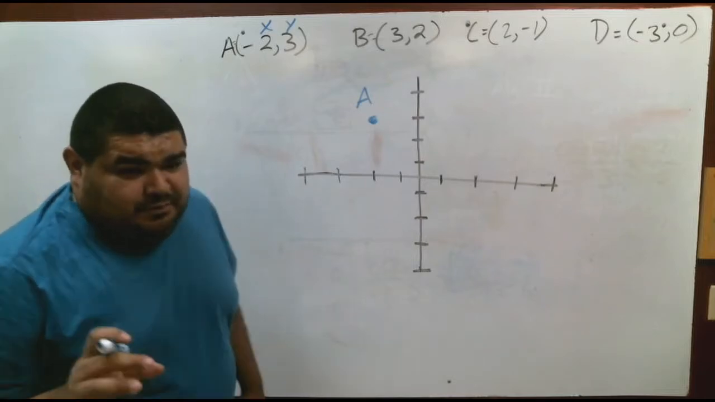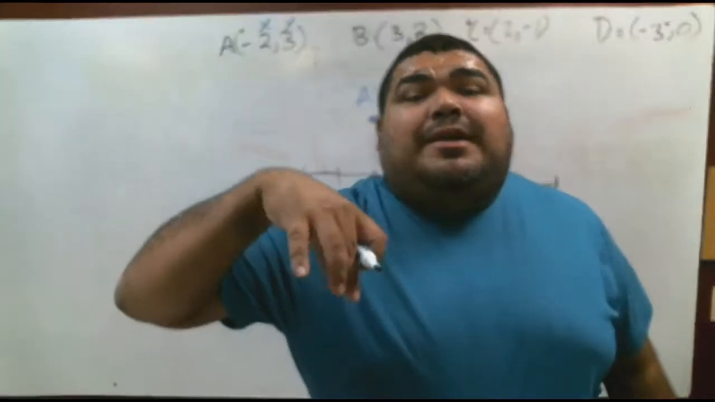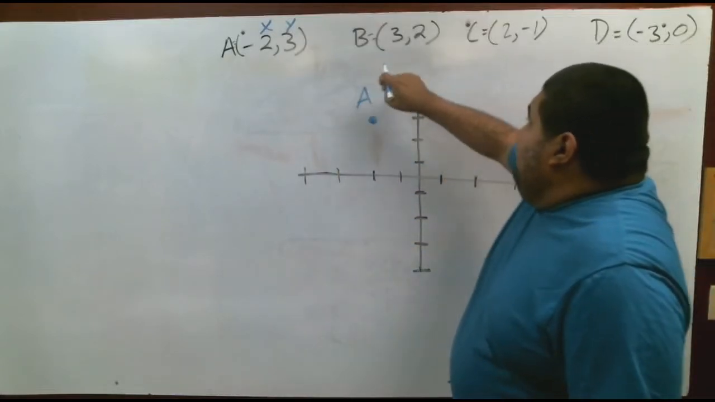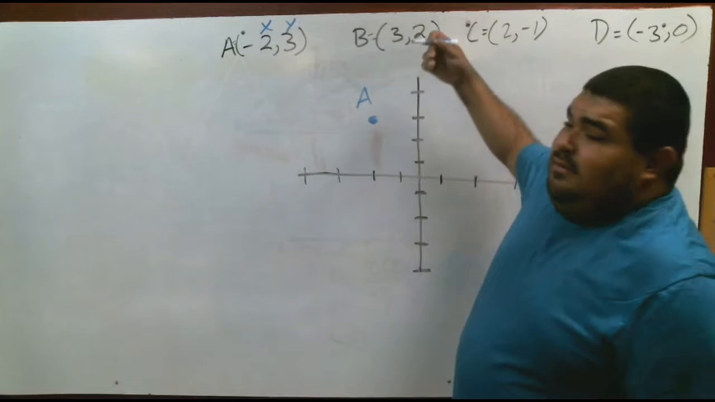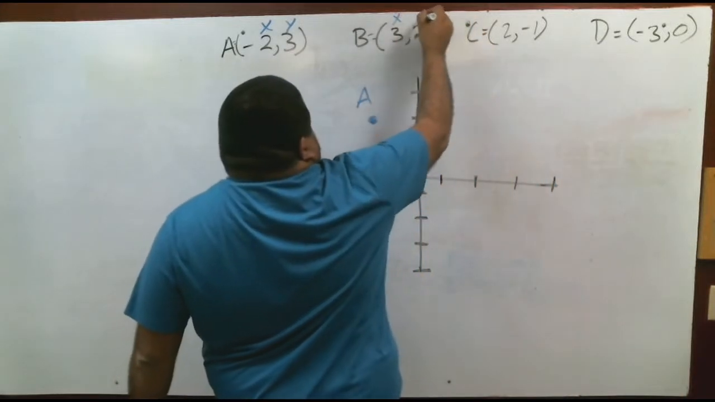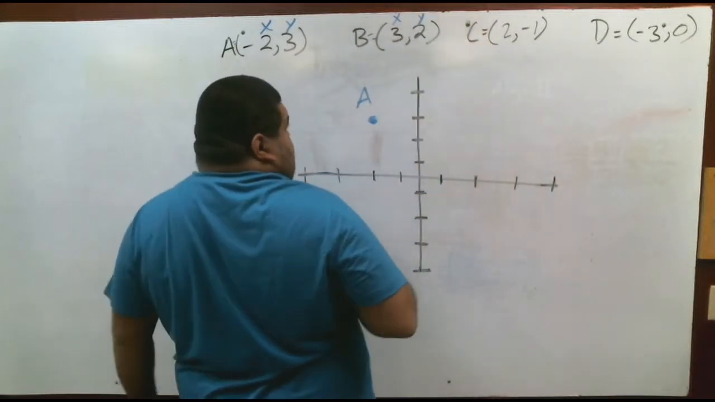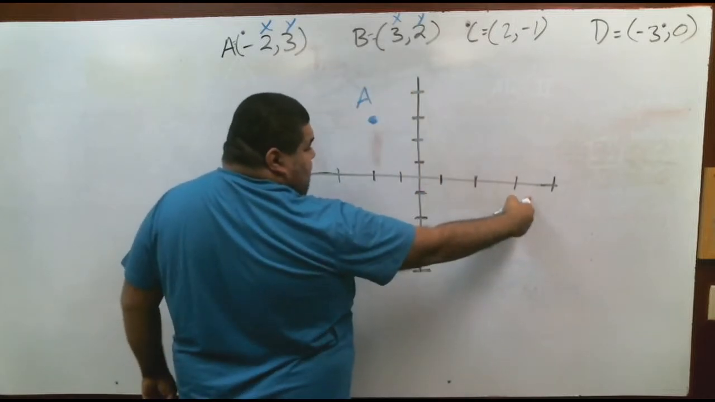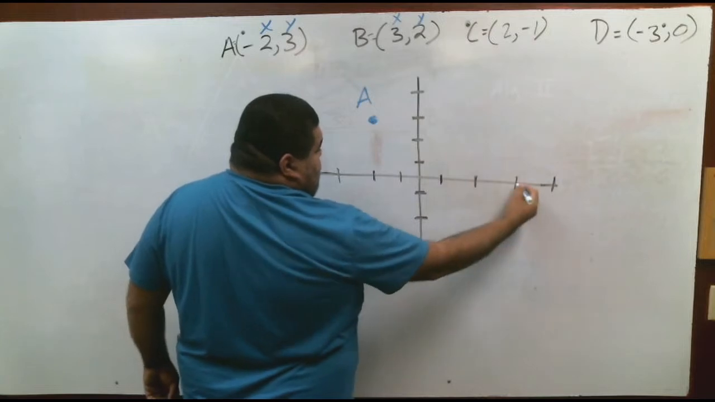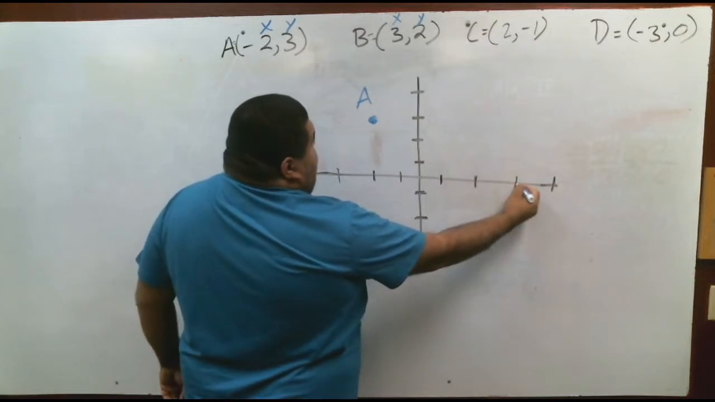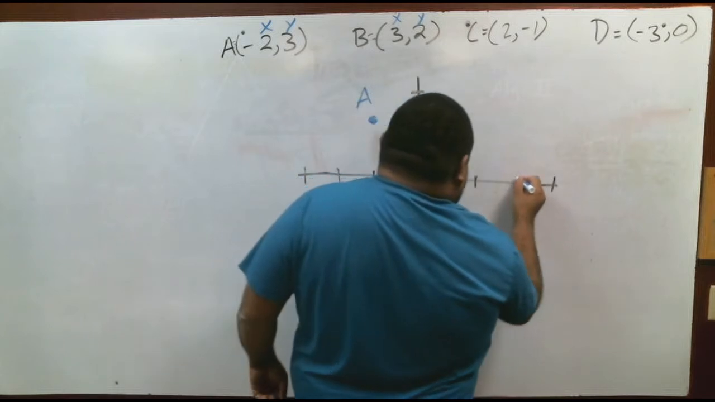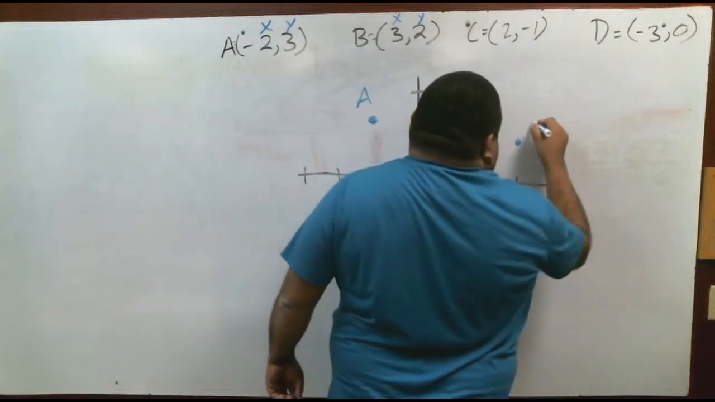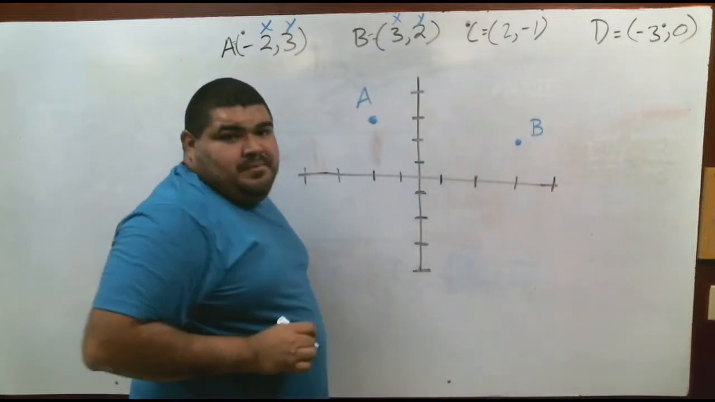Now that we have that first point, we're going to plot the rest of the points. So point B is at 3, 2. Again, the first one is x. Your second one is y. So +3 on the x. This time we're going to go to the right, our positives. So 1, 2, 3. But remember, we're not going to plot it there. We're going to go up 2. So we go 3 and 2. We have point B.